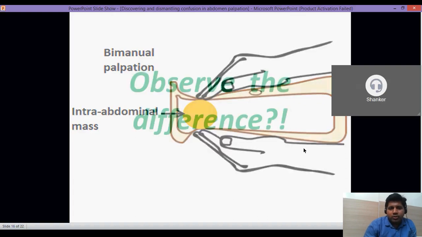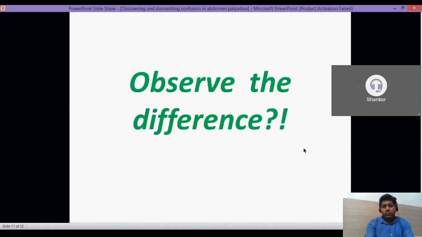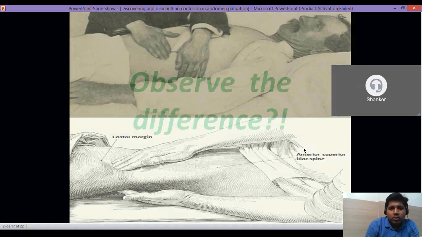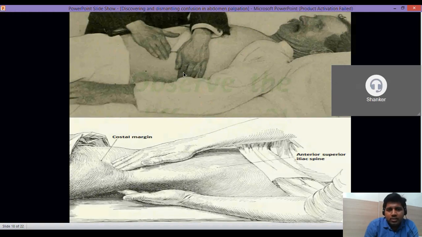Now some more interesting details about it. I want you to observe the difference in the next slide. Let me see, in the Q&A session, how many people will really catch it. This is a bimanual palpation to palpate the spleen. Please observe the picture. I'm going to ask questions from you. And this is the bimanual palpation to palpate the right kidney.